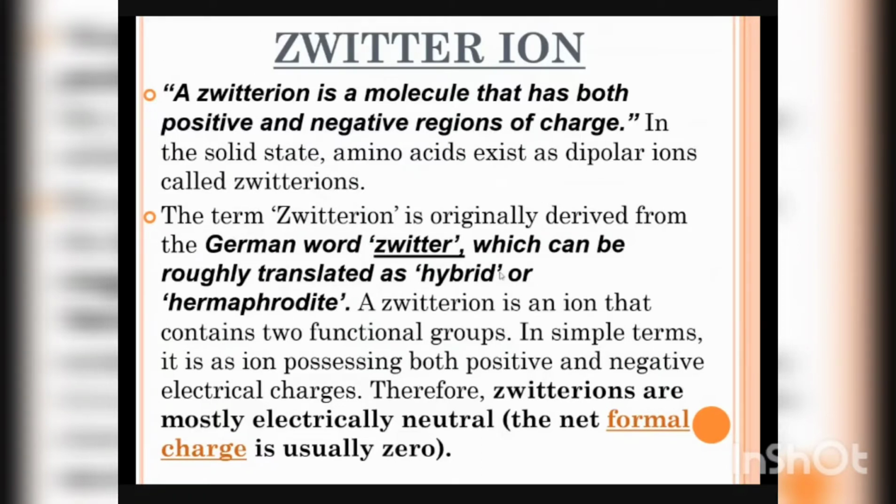In simple terms, it is an ion possessing both positive and negative electrical charges. Therefore, Zwitter ions are mostly electrically neutral. That is, the net formal charge is zero.